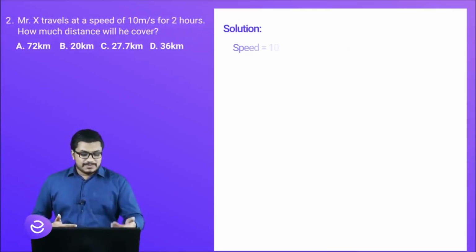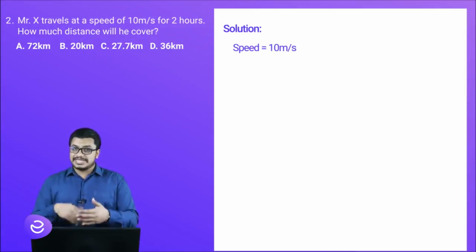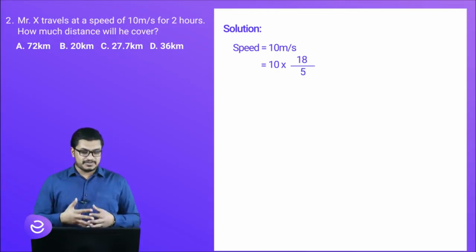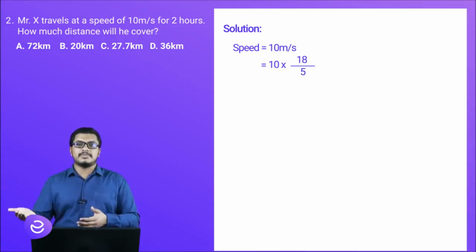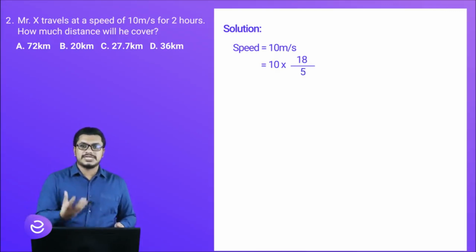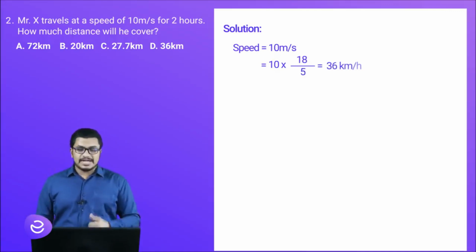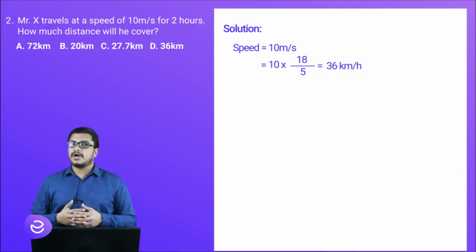So here we have speed 10 meter per second. We'll convert that into kilometer per hour. So 10 into 18 by 5. If you want to convert meter per second into kilometer per hour, as we already studied, we multiply by 18 by 5. So 10 into 18 by 5, we get the answer as 36 kilometer per hour.